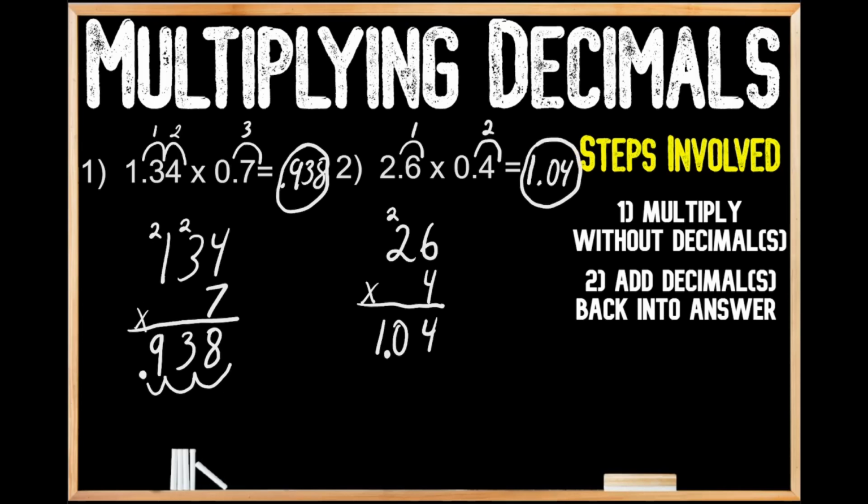Hopefully by now you understand the steps involved when multiplying a decimal by a decimal.